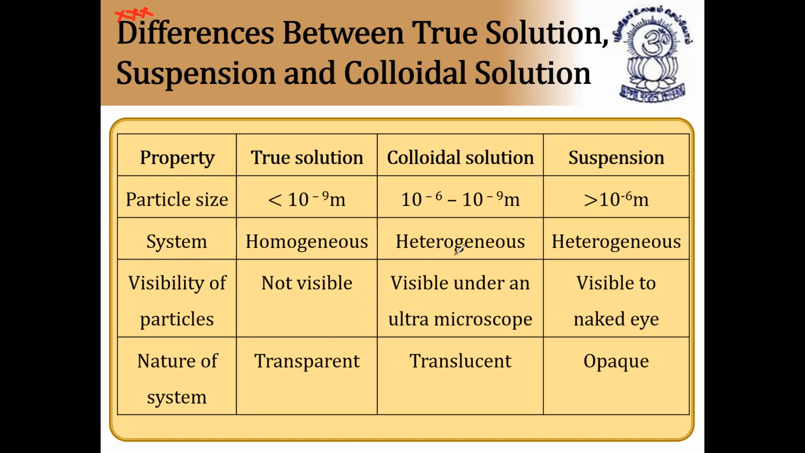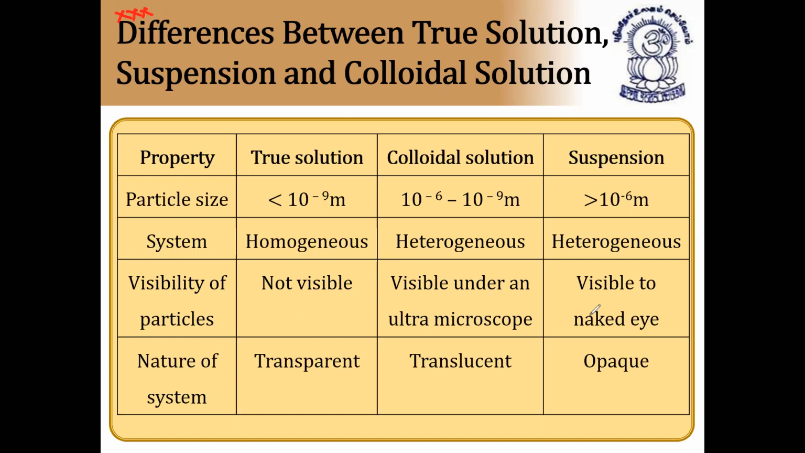Heterogeneous means the particle size is not uniform, and suspension is heterogeneous. Next, visibility of particles. In a true solution, the particles are not visible. In a colloidal solution, the particles are visible under an ultramicroscope because they are also small in size, but they can be visible under an ultramicroscope.